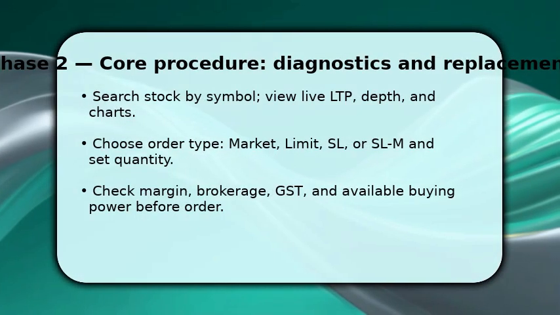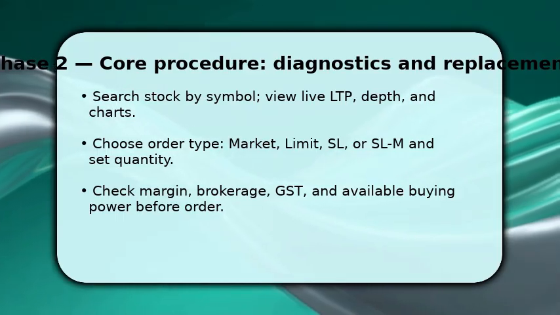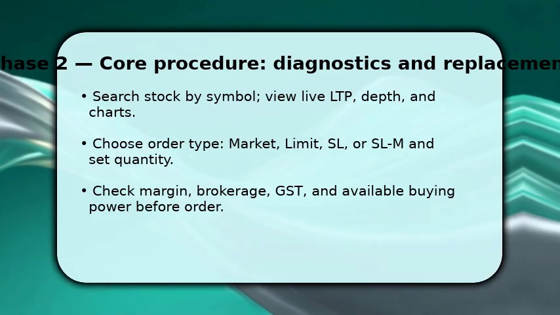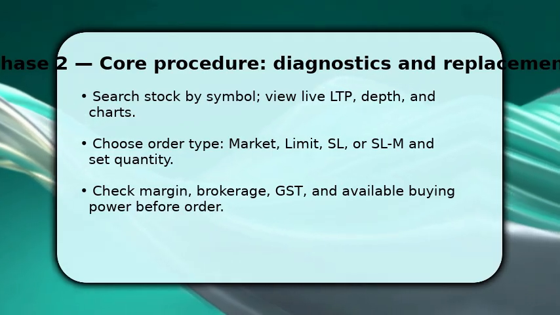You now find the stock using its symbol, then review the live last traded price and order book to sense liquidity. Next, choose an order type: market for immediate execution, limit to control price, stop-loss variance for protection, and enter the quantity you want to buy.